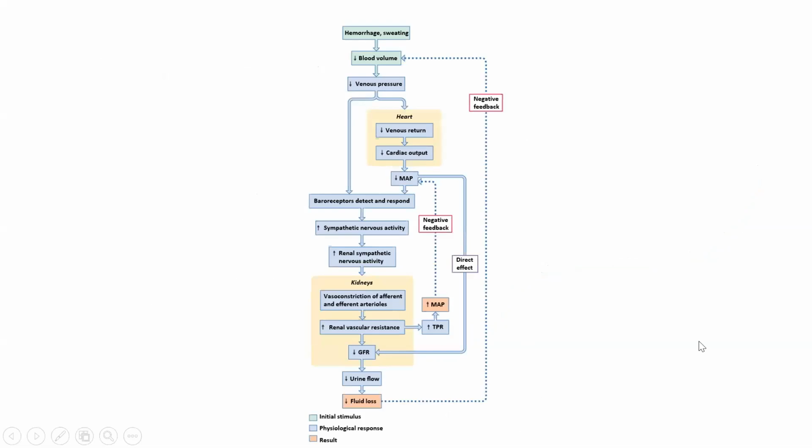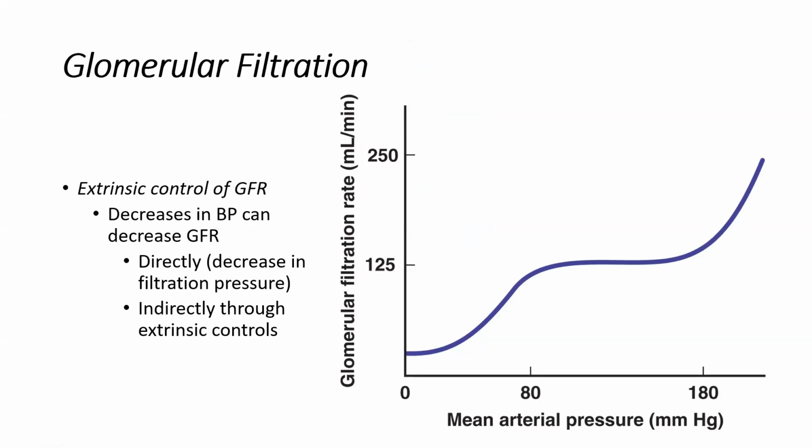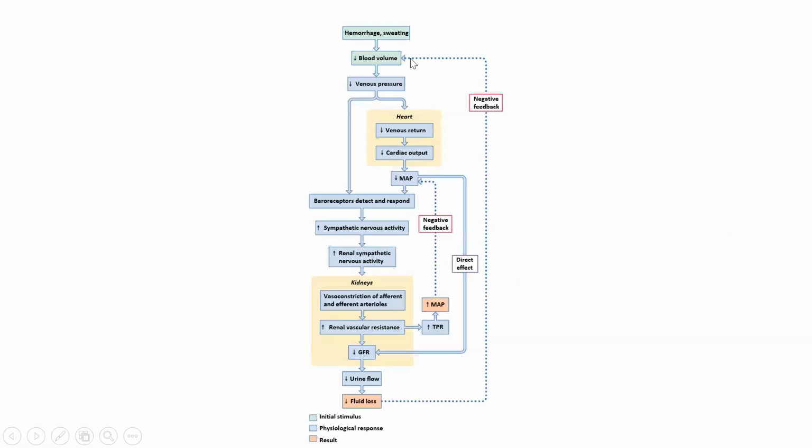So here is an example of that extrinsic control. Let's say you're hemorrhaging or you're sweating profusely and your mean arterial pressure drops. But in order to understand the extrinsic part of this, the mean arterial pressure drops below 80 millimeters of mercury. So I want you to make a note in your flow chart here that this hemorrhaging and sweating results in a drop of mean arterial pressure less than 80 millimeters of mercury. Okay, that's where we get into the extrinsic controls that we're talking about.